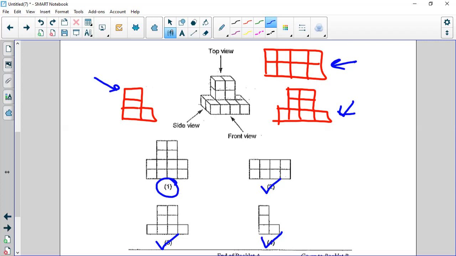All right, all the other views are the same as my drawing, except for number 1. Number 1 doesn't look the same as my drawing.